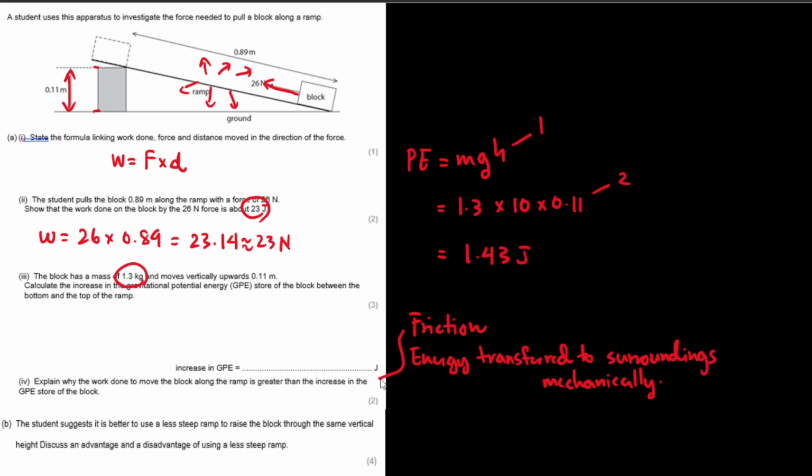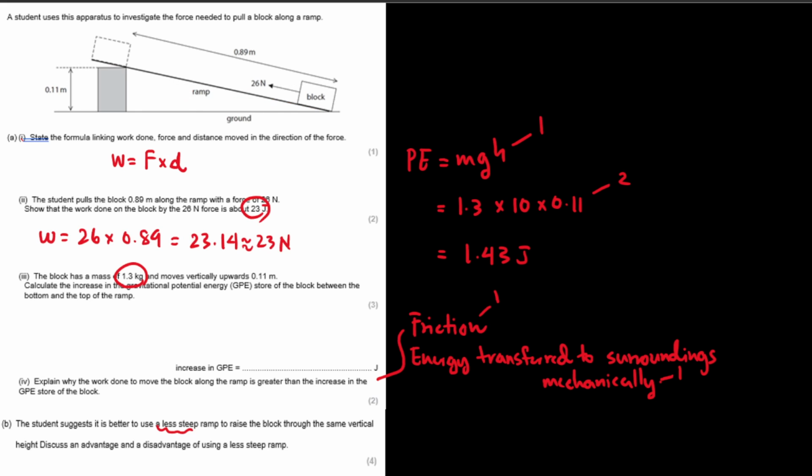Now the student suggests, okay, 1 mark here, 1 mark here. The student suggests it's better to use a less steep ramp to raise the block to the same vertical height. So what the student is suggesting is that instead of this, we should use, let's say, a longer ramp, to raise the block to the same vertical height, less steep. Discuss one advantage and one disadvantage. So just draw a very rough diagram of how it will look.